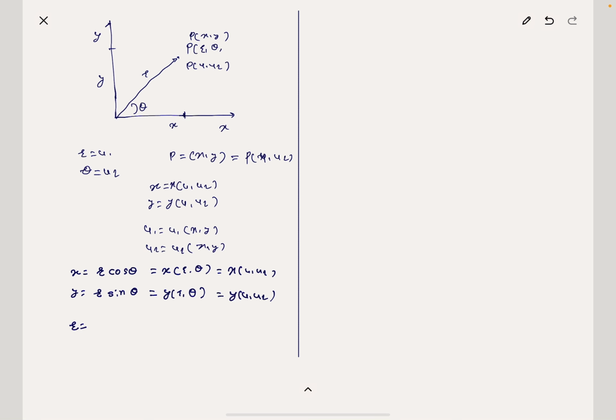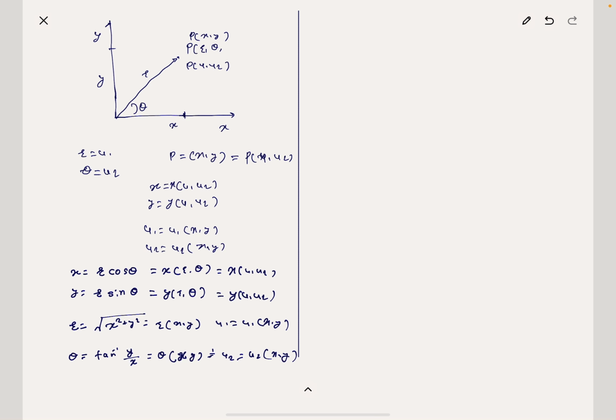r is equals to root of x square plus y square, by Pythagoras theorem, that means r is a function of x comma y. Okay, that is u1 is a function of x and y, because we called r as u1, and theta is equals to tan inverse of y by x, that is theta is a function of x and y, that is u2 is a function of x and y, and so on.